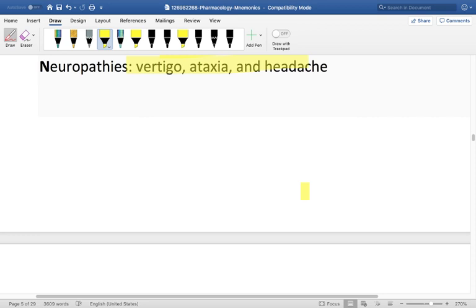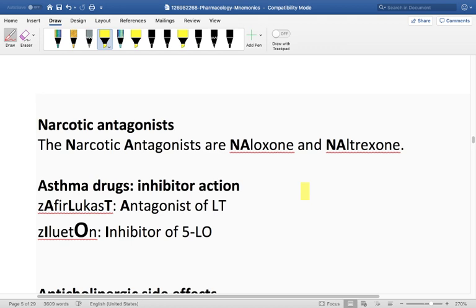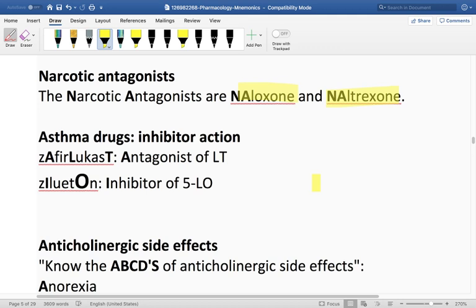So what are the narcotic antagonists, doctor? Naloxone, naltrexone, they are the narcotic antagonists. Then zafirlukast, zileuton, which are the inhibitors of the lipoxygenase. Zileuton, the O is there, that is why. Zafirlukast is the antagonist. In lukast, LT is there, leukotriene. It is an antagonist of leukotriene.